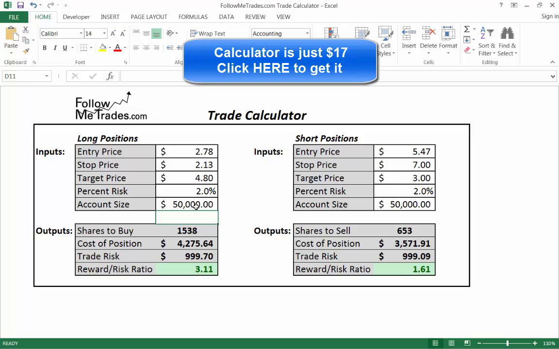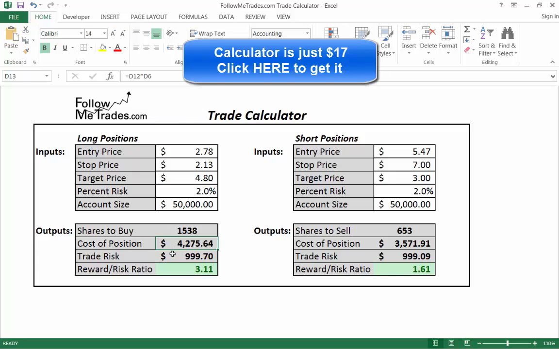And now it's telling me, and these are the only cells that you need to put data into. The rest are just output. They're just the formulas working. If you want to know the formulas, they're up here in the formula bar. Again, nothing hidden, nothing magic. But this is telling me that at those levels, to follow the 2% risk guideline so that I would not lose more than 2%, it says buy 1,538 shares. And that is going to cost me 42.75. So my risk percent is different from this, the cost of the position or the cost of the shares.